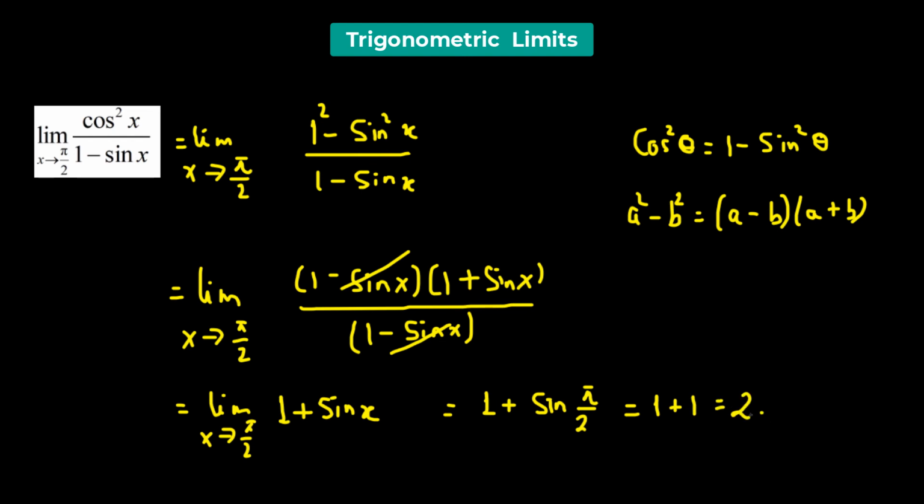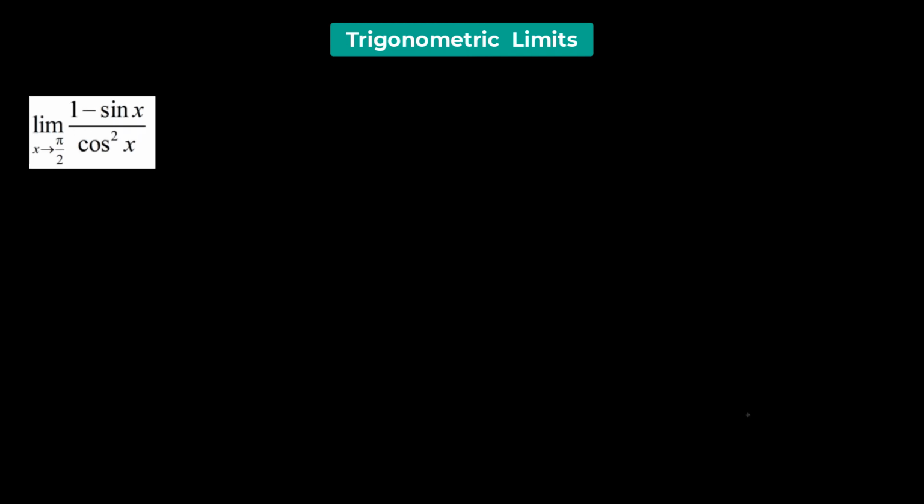Let us do another problem. This problem is quite similar to the previous one, only then we have the function in the reciprocal order, meaning the numerator, which was cos squared x in the previous question, is now in the denominator. Similarly, 1 minus sine x was in the denominator, now it's in the numerator.